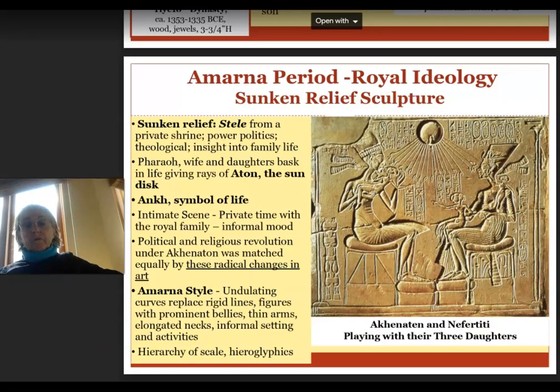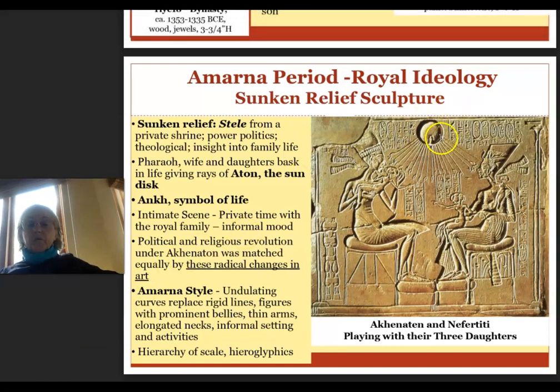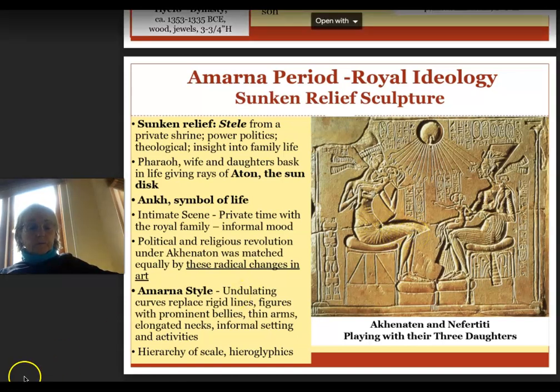So another form of sculpture was the sunken relief sculpture. You see this here depicting Akhenaten on the left and his wife Nefertiti, and they're playing with their three daughters. Notice the king is the largest figure. Akhenaten went to one god, the sun god. That's depicted with the disc up there. You see how Akhenaten is not idealized. He's not like the muscular male we saw in other pharaoh images.